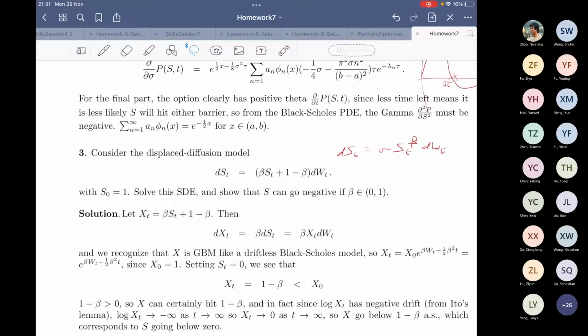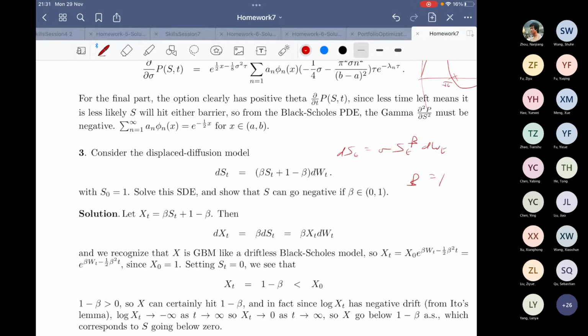For simplicity, I've assumed that the initial stock price is 1, and it says solve this SDE and show that S can go negative if beta lies in (0, 1). Usually in practice, we do assume that beta is in (0, 1). You could include beta equals 1, but that is just geometric Brownian motion, so that's boring. We know about that.